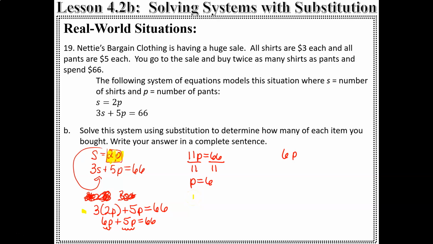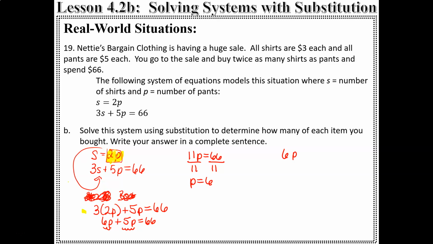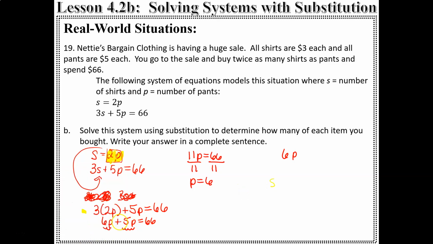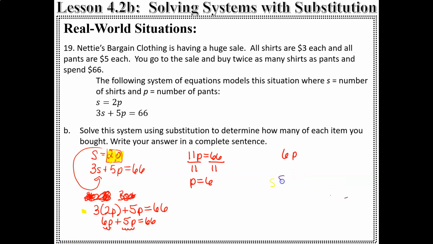Okay? Now, let's see how many shirts you buy. So the number of shirts, let me get a pen or something that is not yellow. So the number of shirts you're buying is 2 times the pants, which now we know is 6. So 12 shirts. So 6 pairs of pants, 12 shirts.